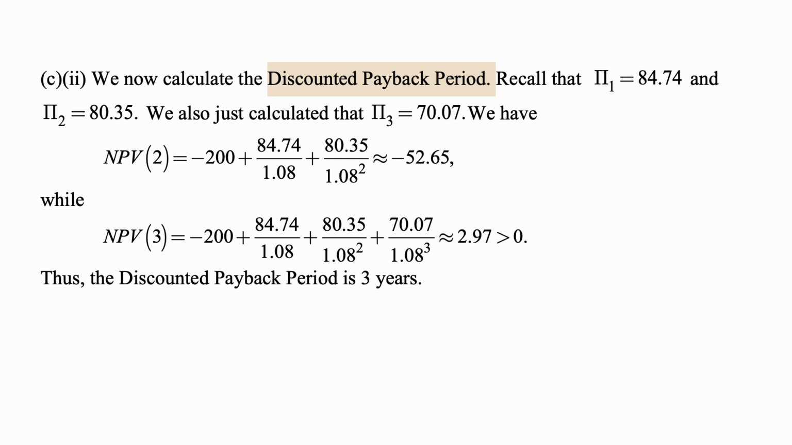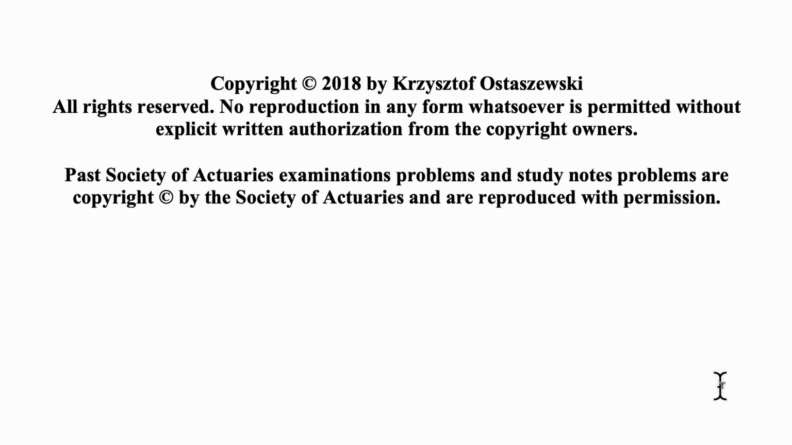So there is no full payback of the expense of 200 of issuing the policy over 2 years on the present value basis, or discounted basis, but there is over 3 years, and that means that the discounted payback period is 3 years.